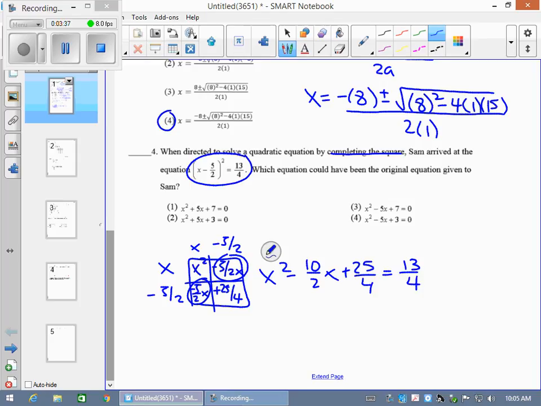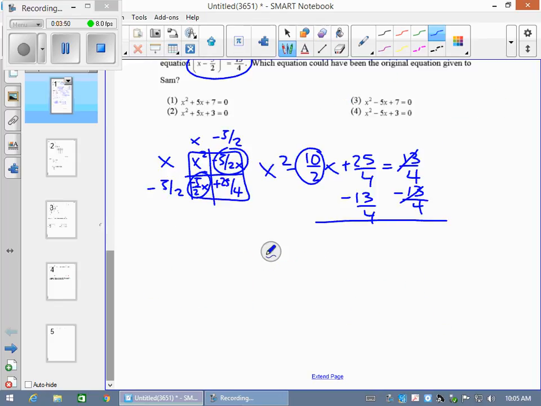Okay, and then if I get this into standard form, because all of my 4 choices are in standard form, I would be subtracting this 13 over 4 on both sides. And I can also simplify this negative 10 over 2 to be negative 5x. 25 over 4 minus 13 over 4 is going to give me 12 over 4, which is really 3. And this is choice 4.